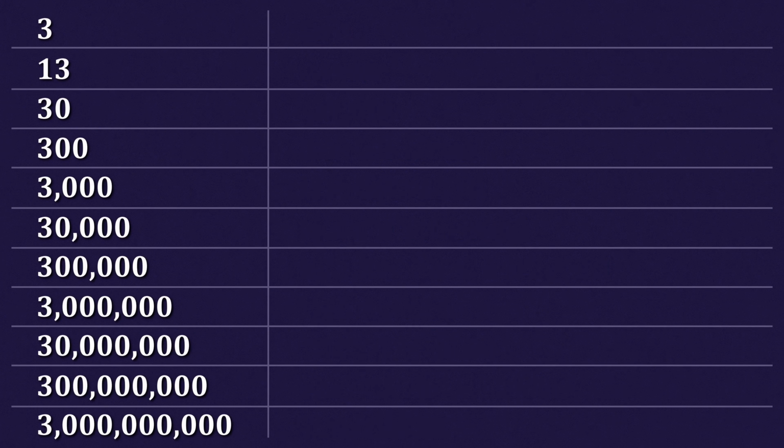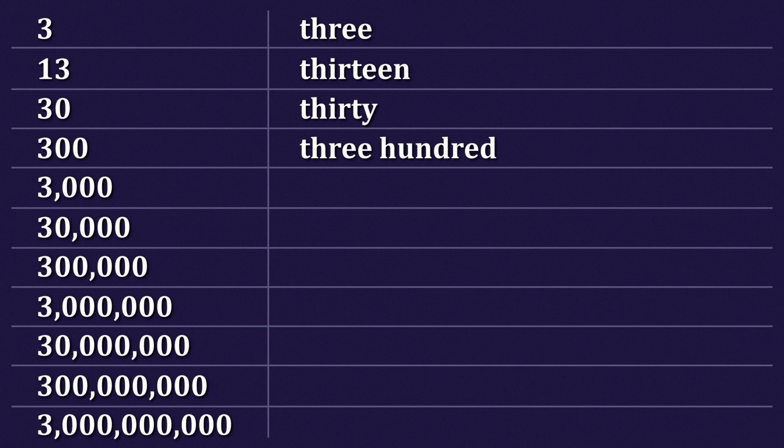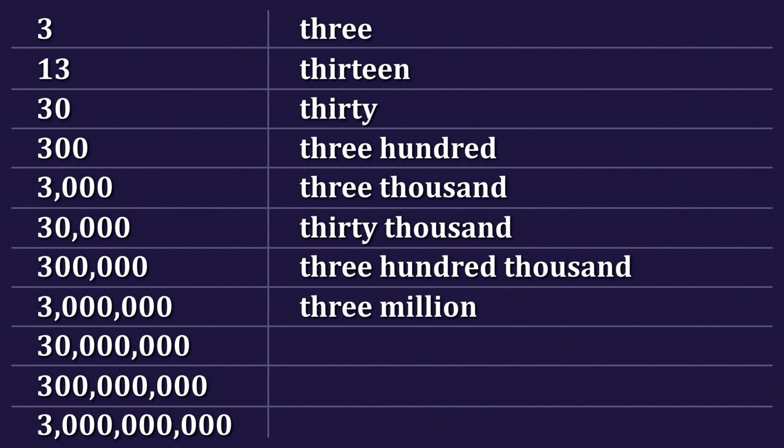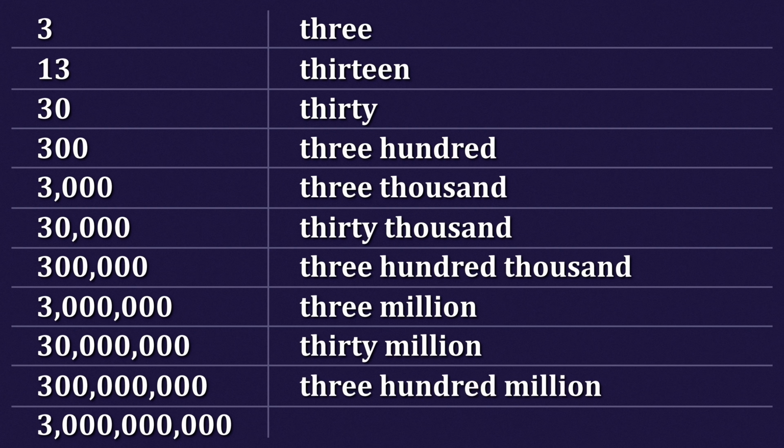With the number 3, the pattern continues. 3, 13, 30, 300, 3,000, 30,000, 300,000, 3 million, 30 million, 300 million, 3 billion.